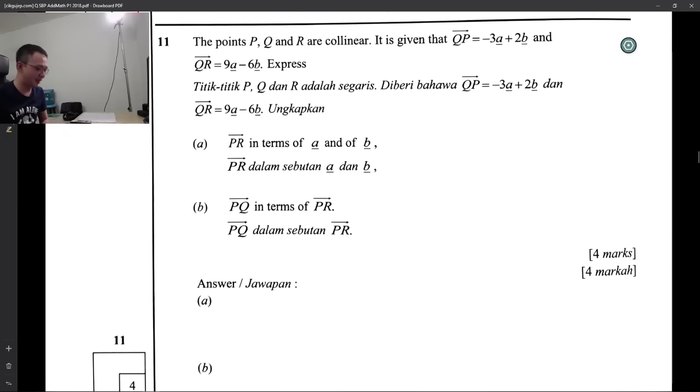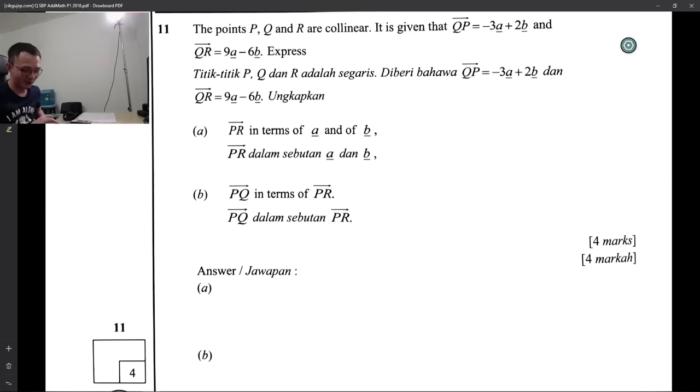Okay, so let me move on to question 11 because today we move very slowly. PQR are collinear. It is given that QP and QR are as shown, and the question asks you to find PR.